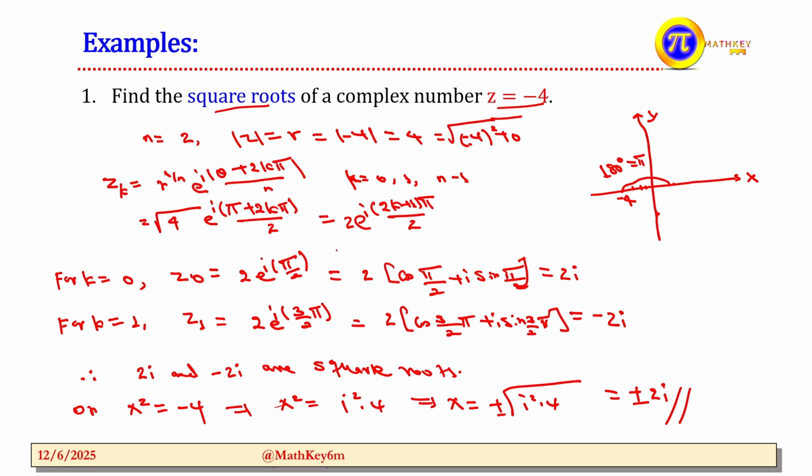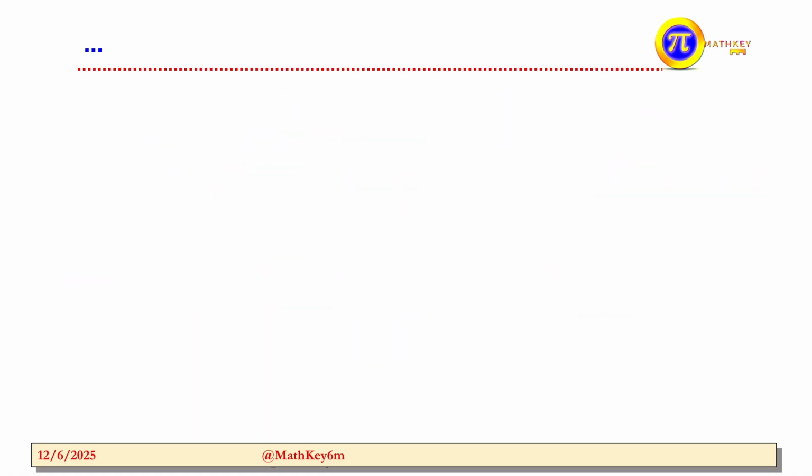The other thing is, if these are the square roots of the given complex number z equals negative 4, it means that if we square 2i as well as negative 2i, we get the value negative 4. Let's continue to the next one. Check your square roots, check it if you want.